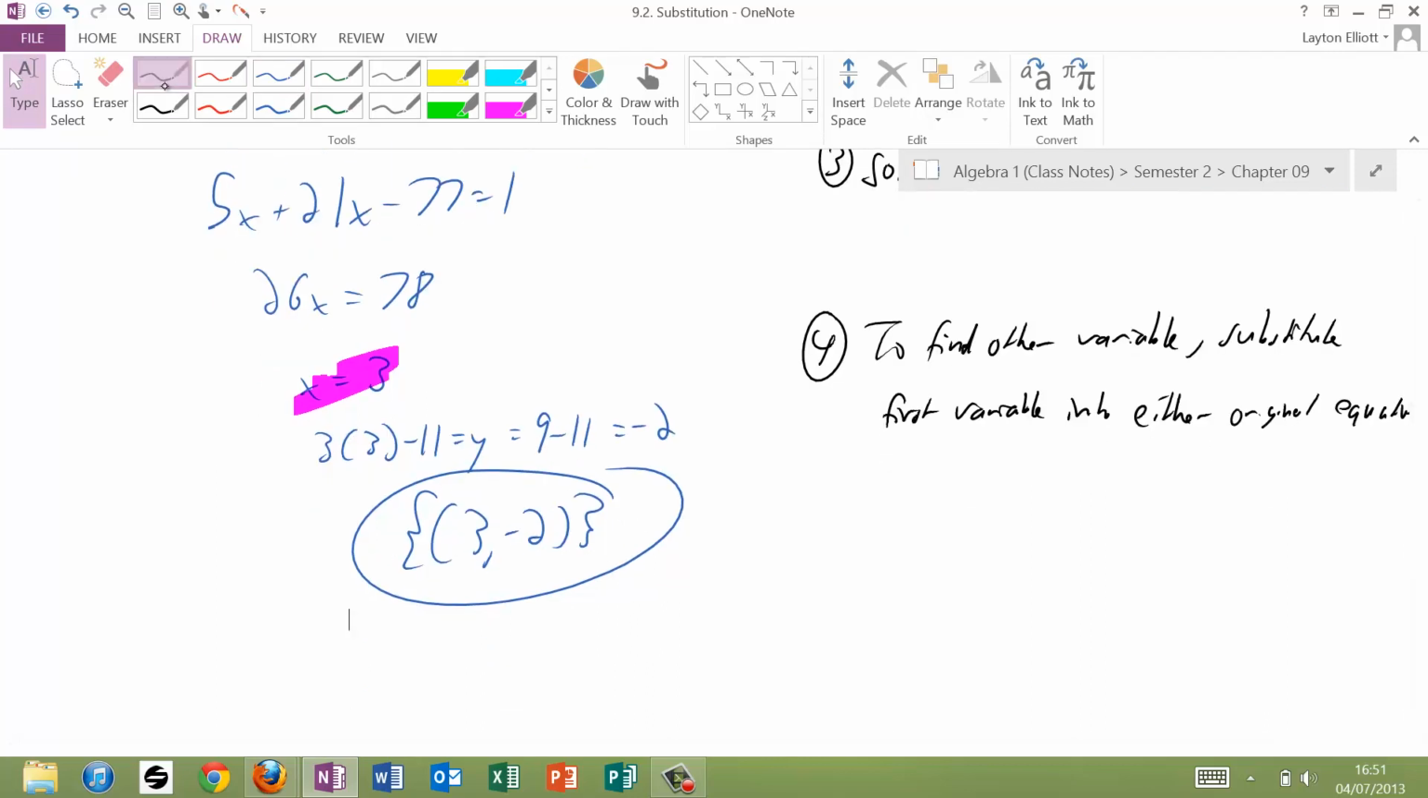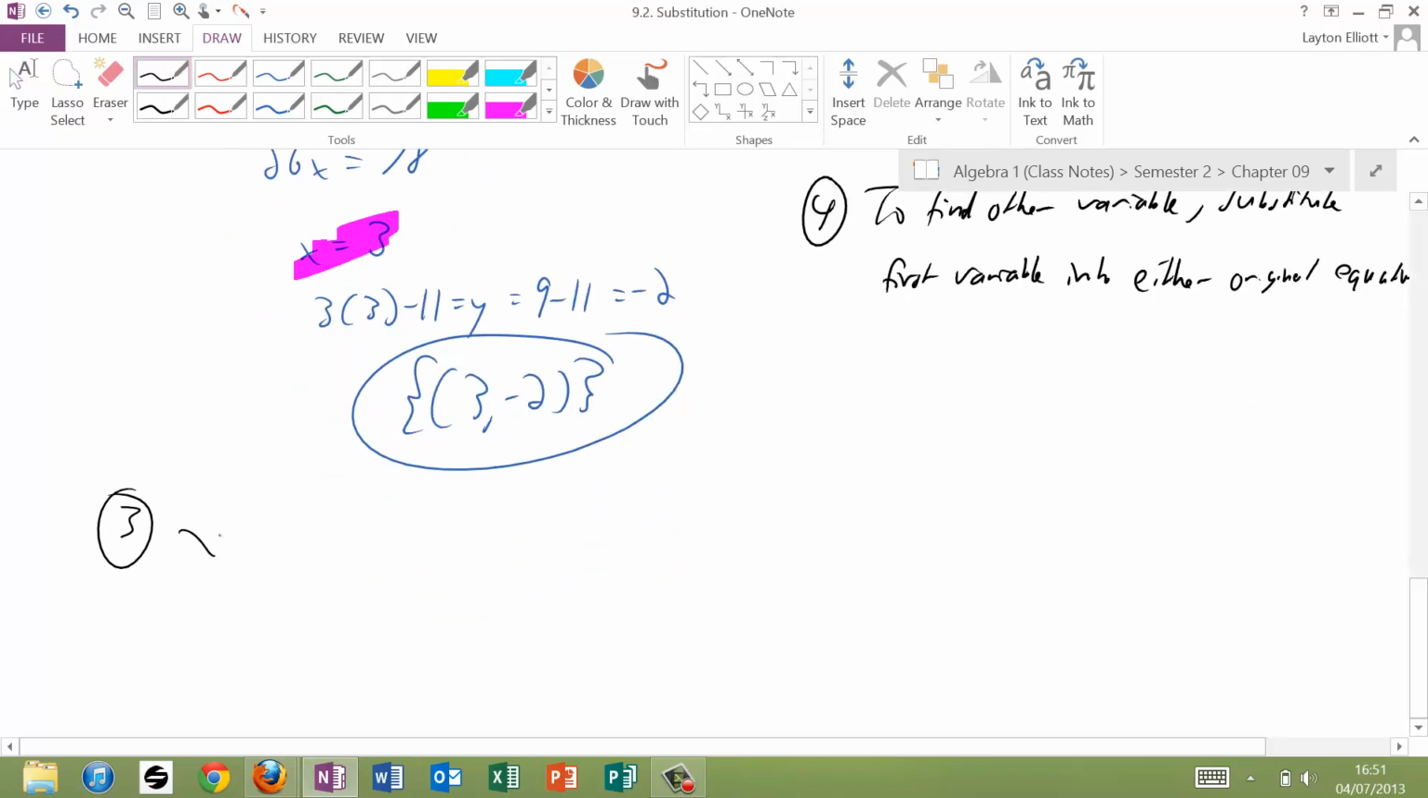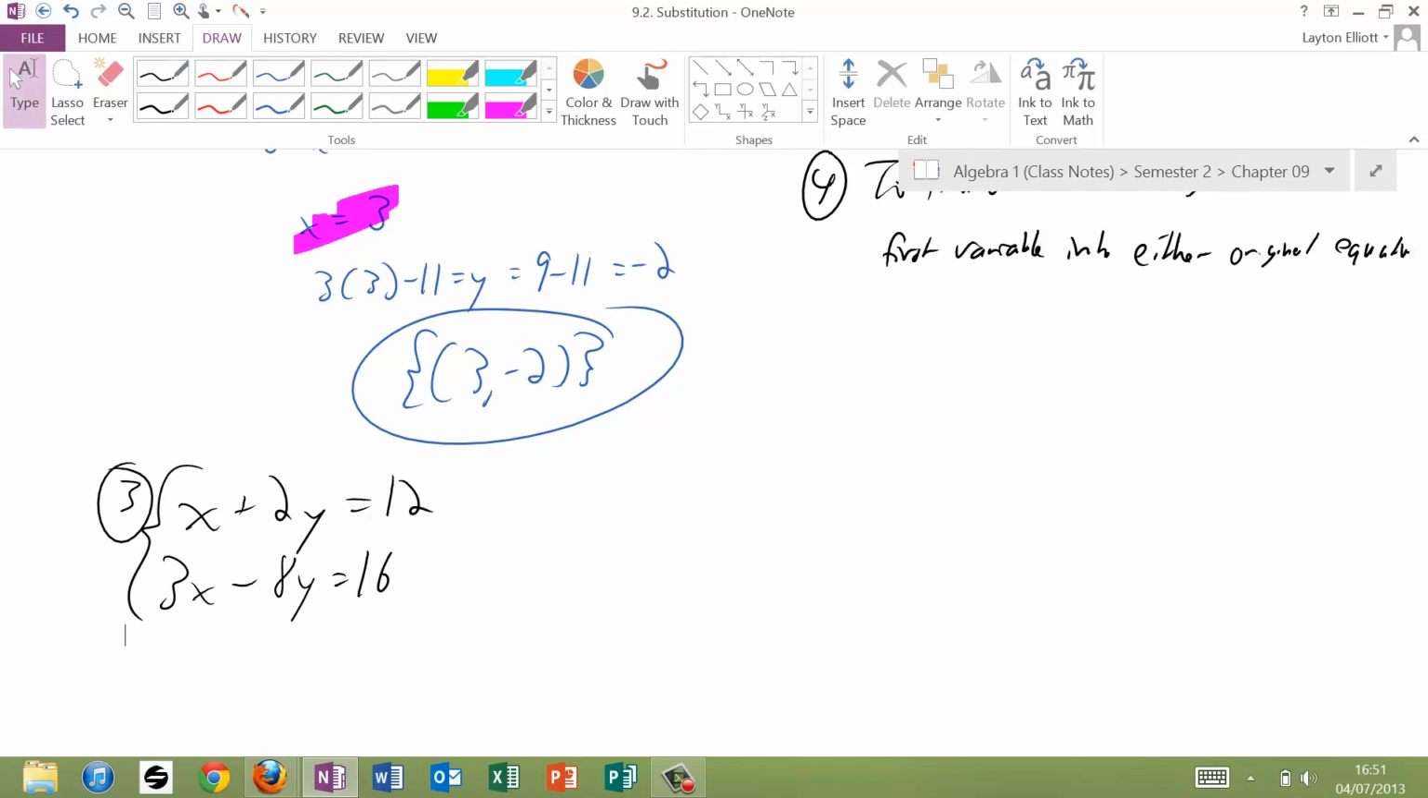We can do these when the numbers aren't as clean. Here's an example of that. x plus 2y equals 12, and 3x minus 8y is equal to 16. Well, when I have this, if I look for a variable to solve for, maybe the easiest one to go for would be that first x.